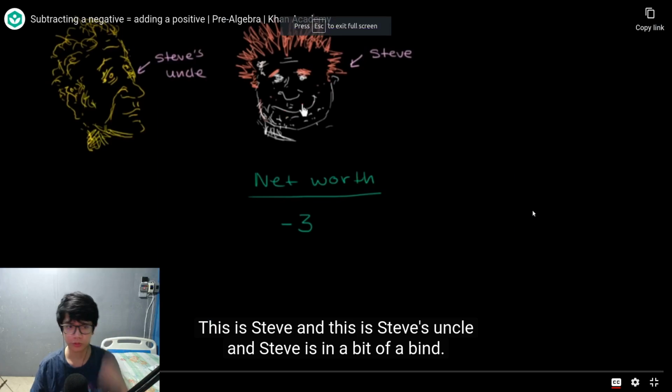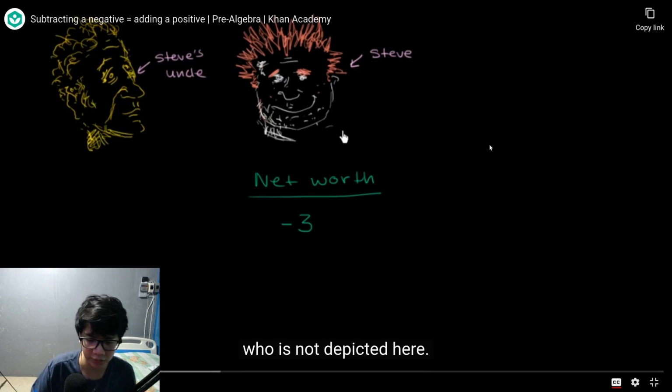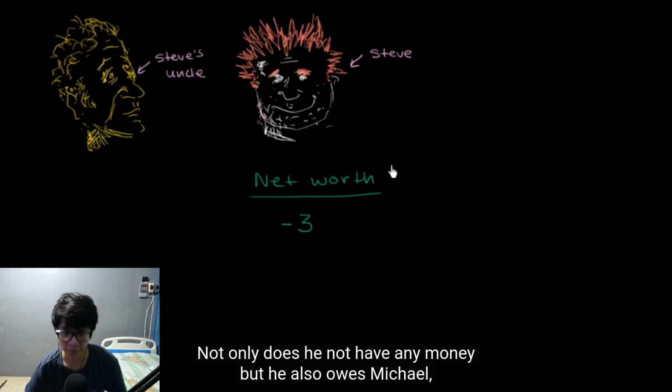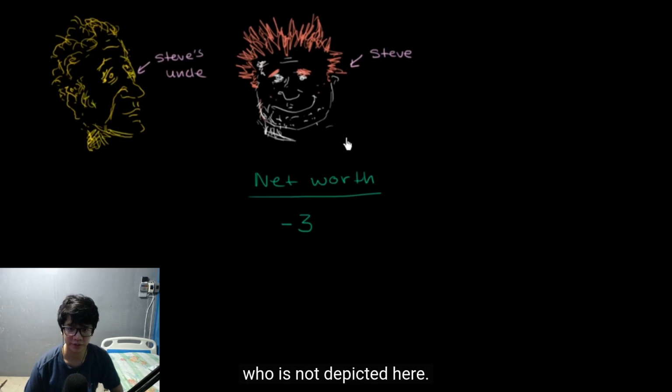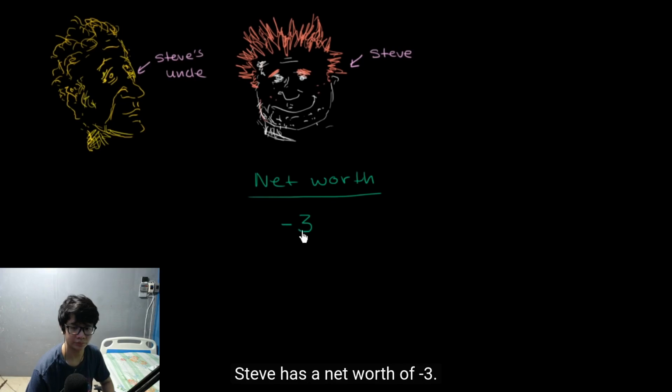This is Steve, and this is Steve's uncle. Steve is in a bit of a bind. Not only does he not have any money, but he also owes Michael, who is not depicted here. He owes Michael $3. So he actually has a negative net worth. Steve has a net worth of negative 3.